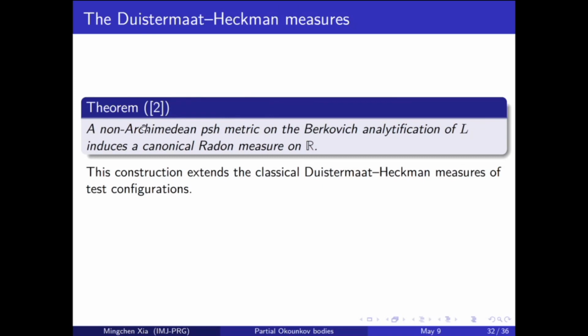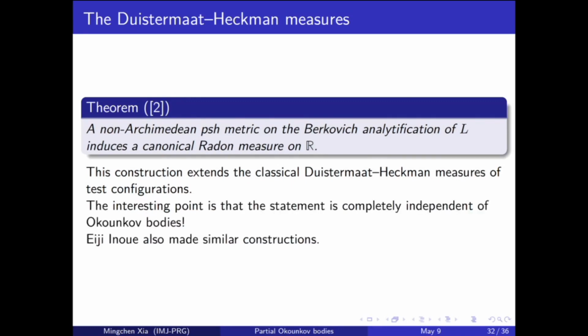But anyway, in general, there is an Archimedean pre-potential theory developed by Boucksom and Jonsson. And in their theory, an Archimedean metric is something generalizing the notion of a test configuration. Using the theory of partial Okounkov bodies, we can prove that an Archimedean metric in the sense of Boucksom-Jonsson induces a canonical measure on R. And when the Archimedean pre-subharmonic function comes from a test configuration, this construction extends the classical construction for test configurations.